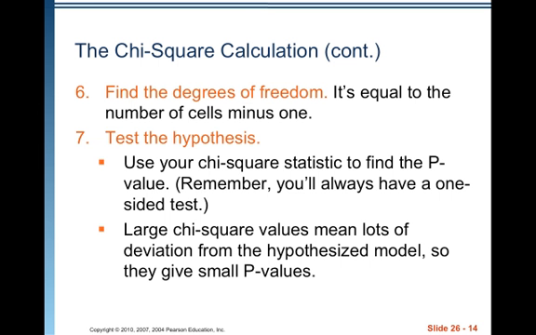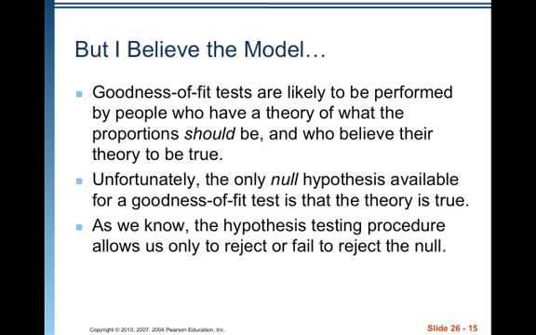And then you're going to test your hypothesis. Use your chi-square statistic to find the p-value. Remember, you'll always have a one-sided test. Large chi-square values mean lots of deviation from the hypothesized model, so they give small p-values.